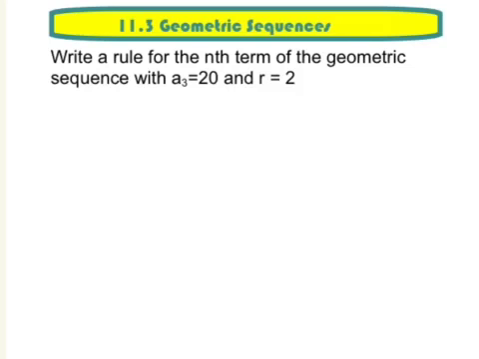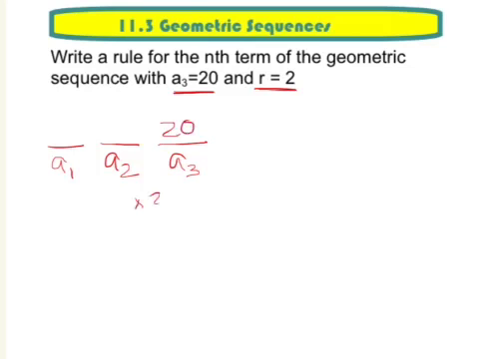So now let's take a look at this information. I still want to write my geometric sequence. I have now the third term is 20, but I do know r. So let's take a look at what this will be like. Here's a1, a2, a3. Those are my terms, and I know that this one is 20. And I know that I multiplied by 2 to get from a2 to a3. So the question is, what did I multiply by 2? And the answer is 10.